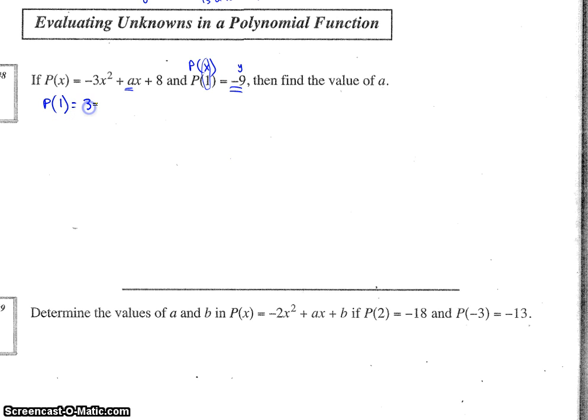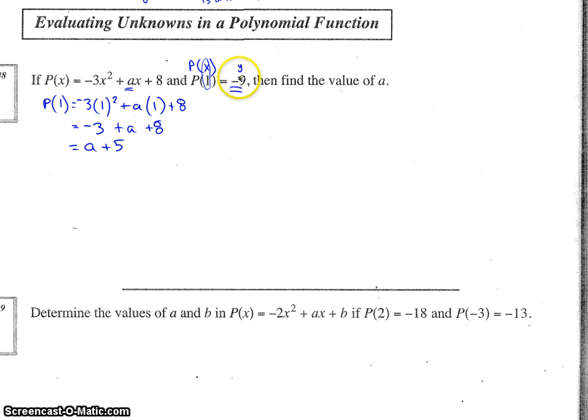So everywhere you see x, you need to substitute 1 in. All right, so we run through, scoop x out with brackets, and substitute 1 in. Okay, let's simplify that. So negative 3 times 1 squared is going to be negative 3 plus a plus 8. Okay, and then simplify that a bit more, a plus 5.